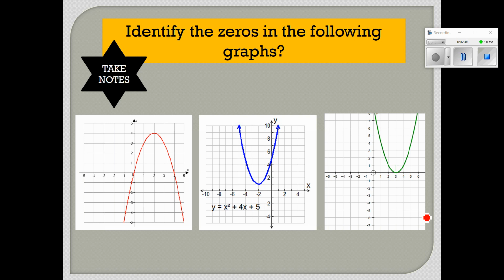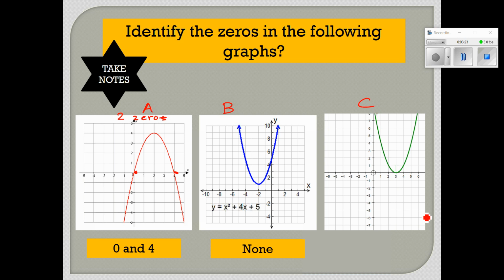Now we're going to take it one step further, and we're going to identify the zeros in the following graph. Okay, so in the first graph, you will notice that there are 2 zeros, but what are they? Where do they cross? You will notice that they cross the x-axis at 0 and 4. So we would say that the zeros are 0 and 4. That means that the solution to that is 0 and 4. In the second graph, we'll call this graph B. Identify the zeros. Where does it cross the x-axis? Nowhere, so there's no answers.